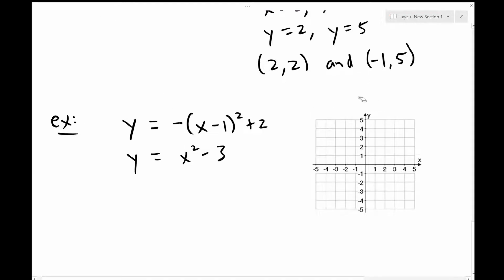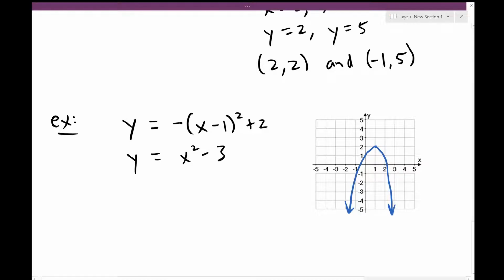Again, I always recommend sketching the graphs of the equations first, because this can show us how many solutions there will be each time. So negative x minus 1 squared plus 2, this just goes back to the graphing techniques that we saw in earlier chapters. We'd be taking the standard parabola x squared, shifting to the right 1 and up 2, and it would be opening downwards, so the graph would look something like this. So that's our first equation.